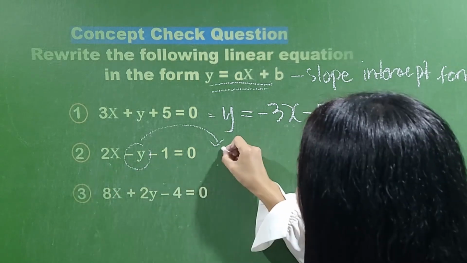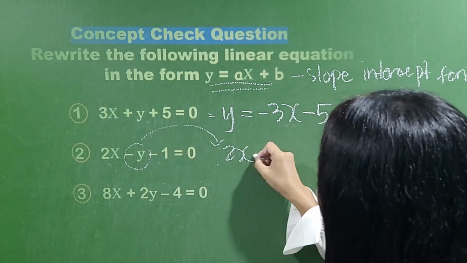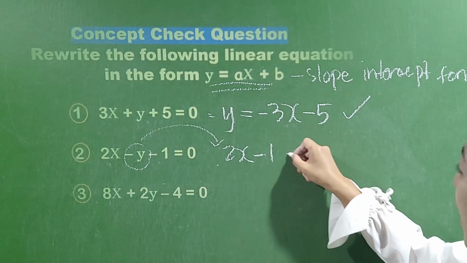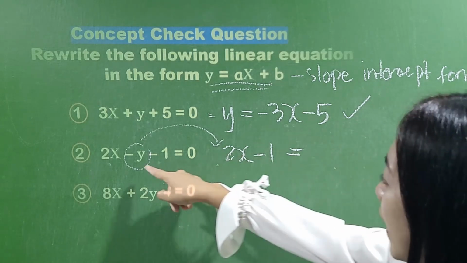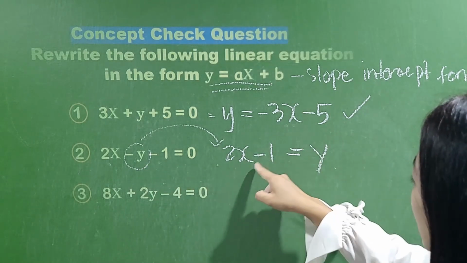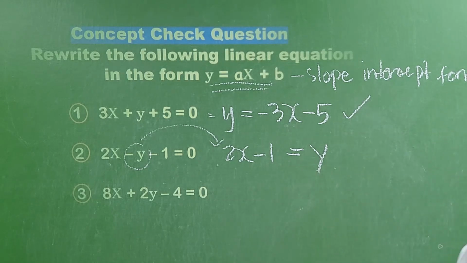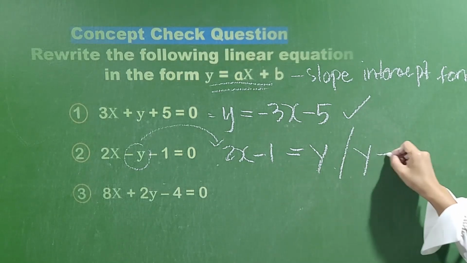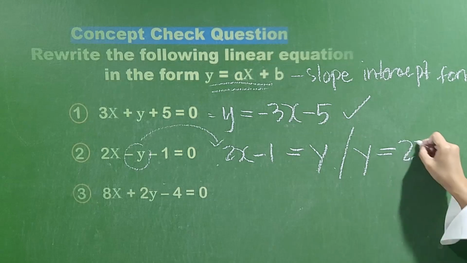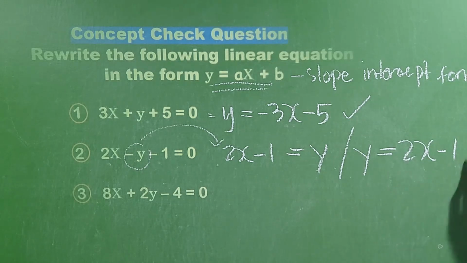So we just have 2x minus 1 on the left side, and on the right side is y. So 2x minus 1 is equal to y. We can write this one also as y is equal to 2x minus 1. So this is now in the form y is equal to ax plus b.